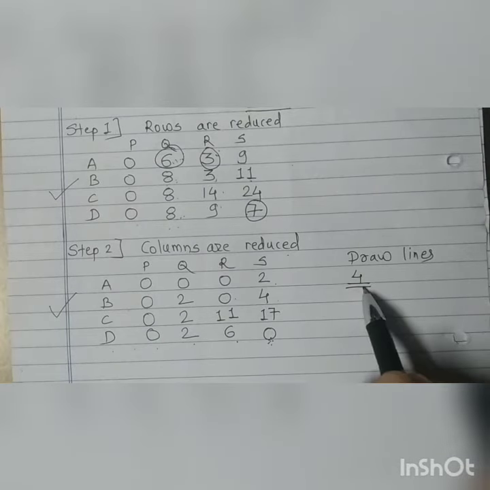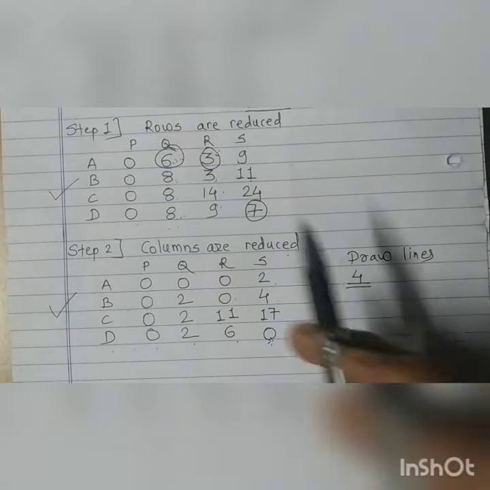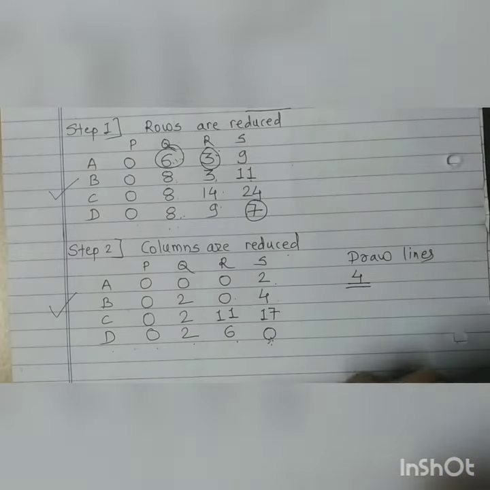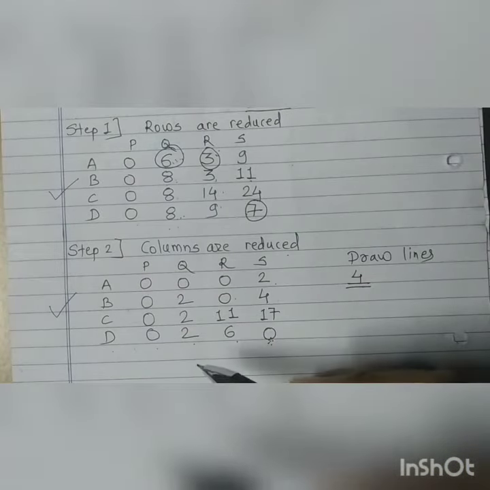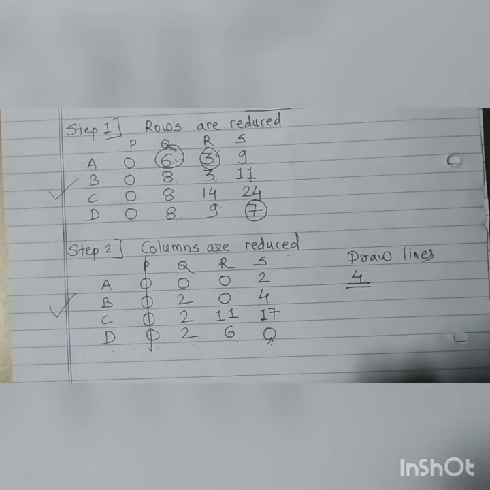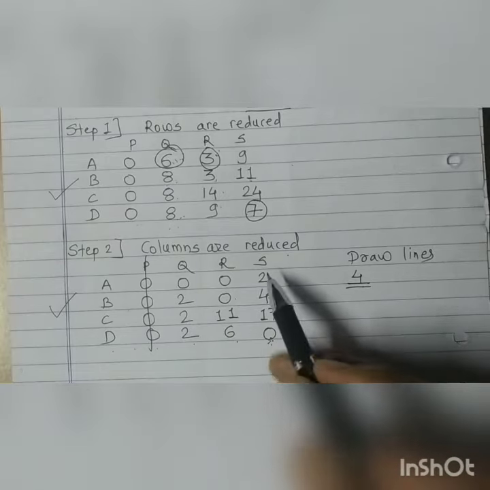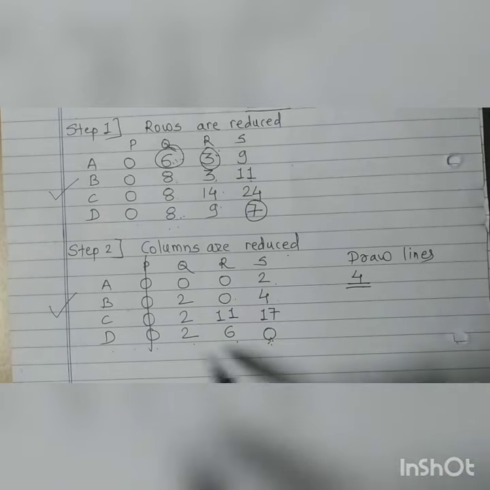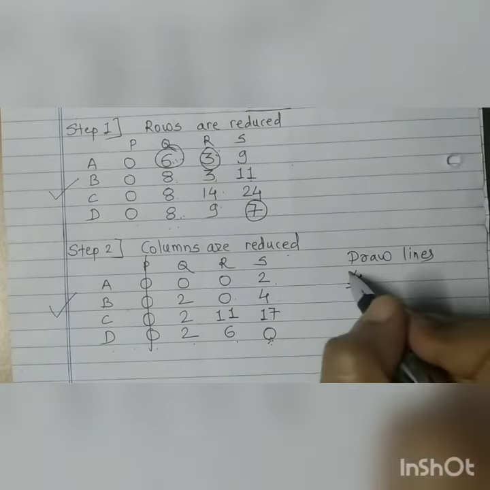So we are in search of 4 zeros. So we have found 4 zeros in first column. So I will draw a vertical line covering all the 4 zeros. So these 4 zeros are covered now. Now I will find again 4 zeros. Where am I finding 4 zeros? No. So I am not finding 4 zeros.